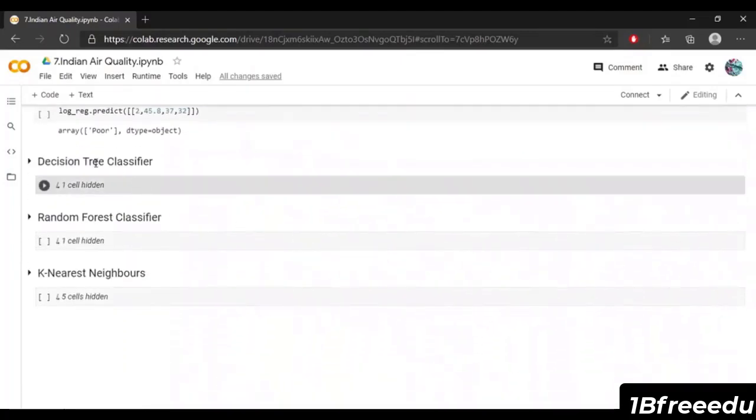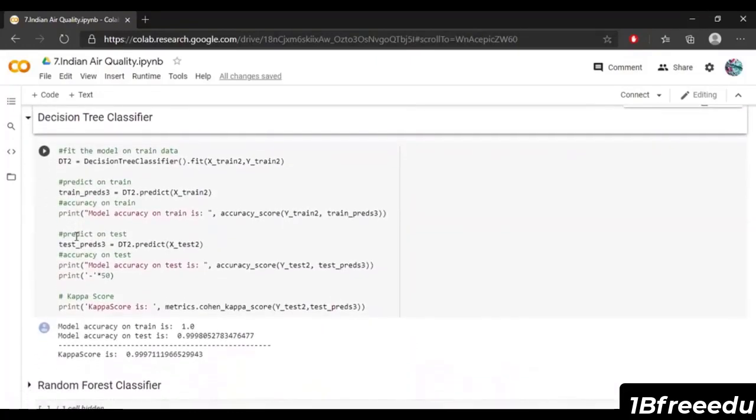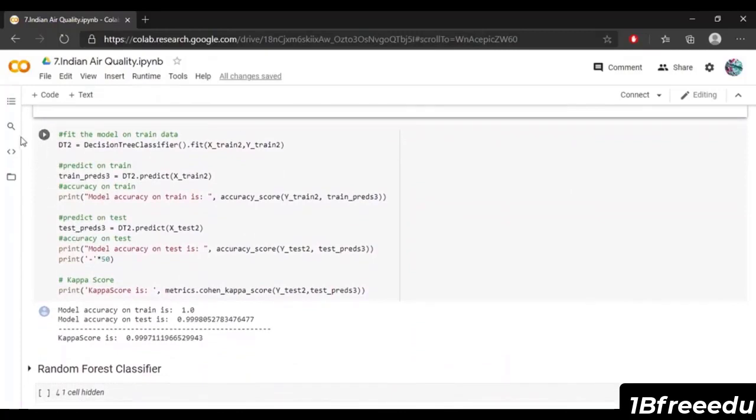And apart from the logistic regression, we have used another three models, which is the decision tree classifier. We have fit this model on xtrain 2 and ytrain 2 again. And then we have predicted the decision tree on xtrain, and printed the model accuracy on train.